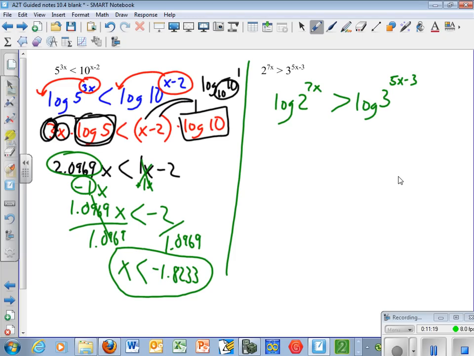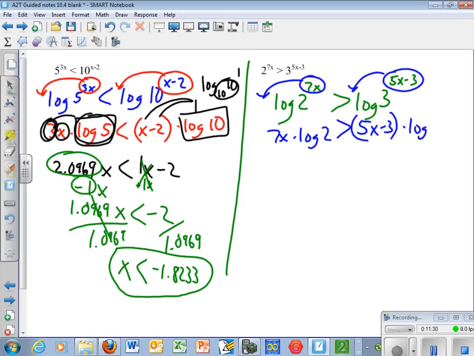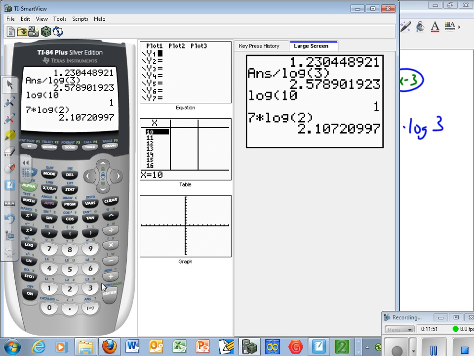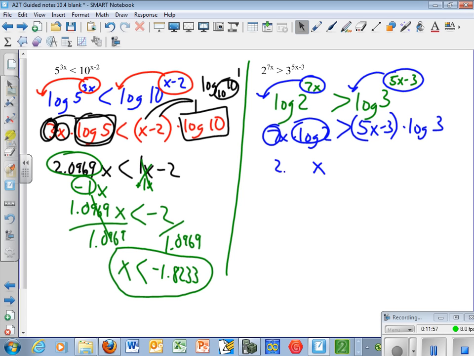This is very similar to the one I just did. This goes down in front, so I have 7x times the common log of 2. Over here, this comes down in front, so I have 5x minus 3 multiplied by the log of 3. We can multiply the 7 times the log of 2. Let me pull up the calculator. 7 times log 2 is about 2.1072, times x, because we still have the x on it.